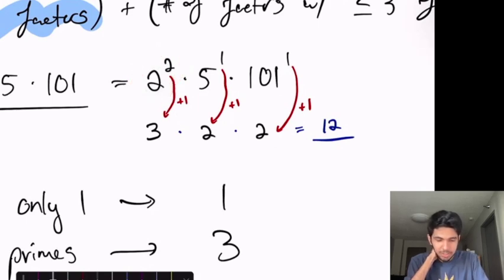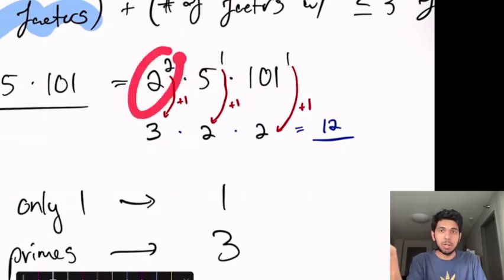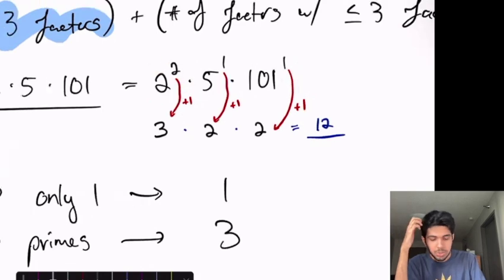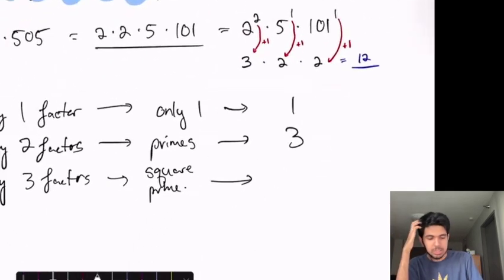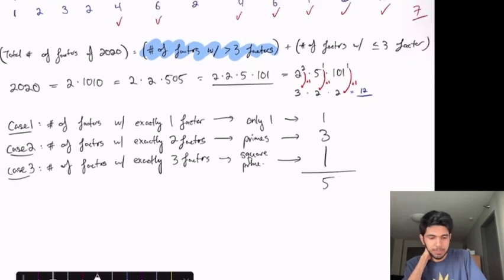And if we look at all of the other primes, they don't have another term to be multiplied with, so we can't find another square in there. So this 2 squared equal to 4 is the only one that contributes, so we have one thing in this case, for a total of 5 factors with less than or equal to 3 factors.